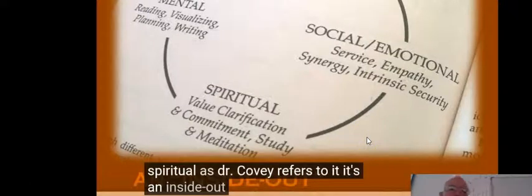Okay, so as we're talking about sharpening the saw, we're talking about four dimensions of that. Let's talk about that a little bit. Physical, that's easy. We know what we have to do physically, right? It doesn't necessarily mean you have to become a professional athlete. It doesn't even mean that you necessarily have to lose a lot of weight.